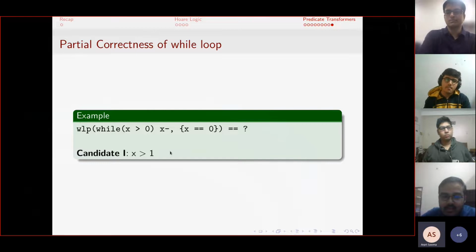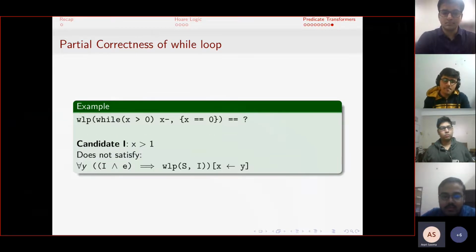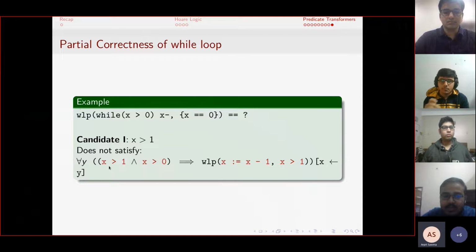If we take the candidate as x greater than 1, then it does not satisfy this condition that for all y, I and e implies the weakest liberal precondition of s comma I. So basically this is the condition that it should be invariant. So if we just replace it, we'll get that initially x greater than 1 is our invariant, and e is x greater than 0. Then we have this weakest liberal precondition over a statement which is basically x minus minus. I have just written it as x colon equals x minus 1, and the post condition was x greater than 1, which is I.